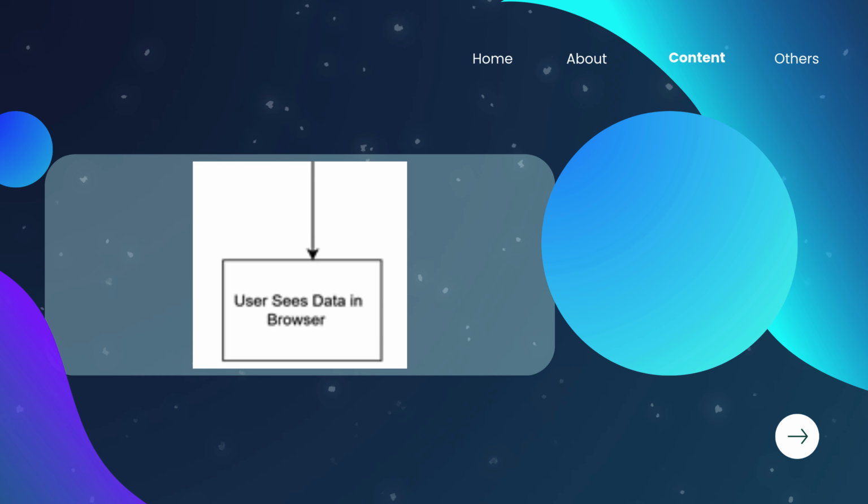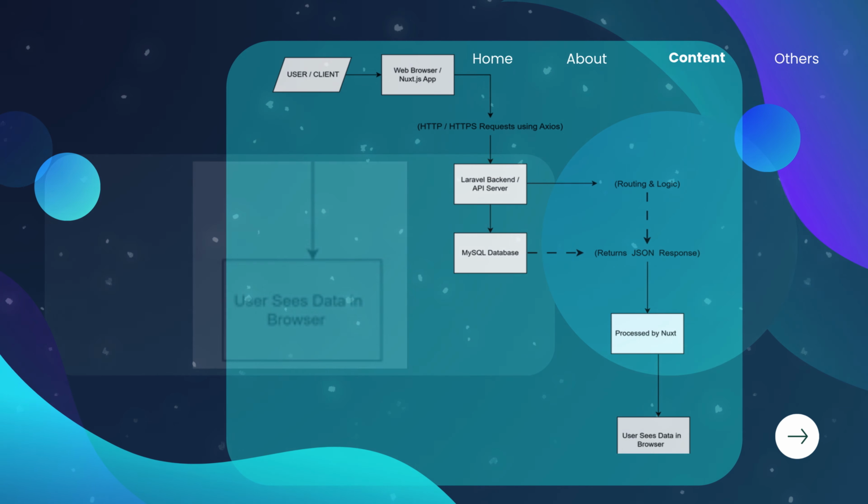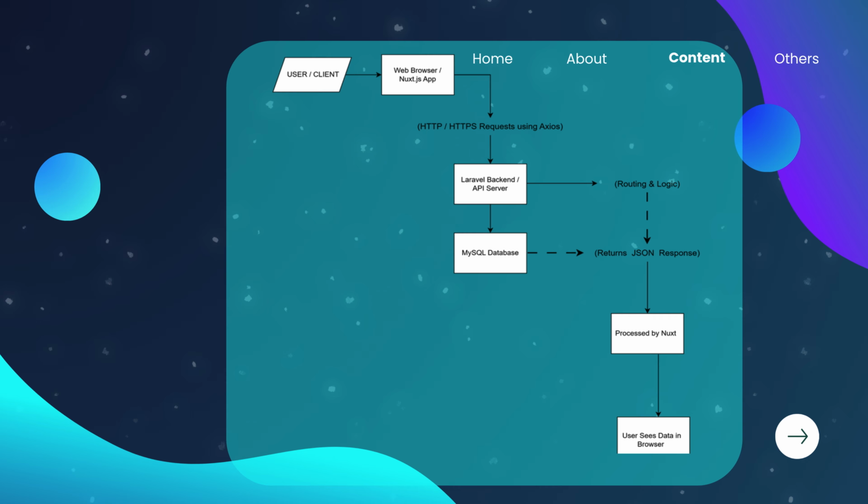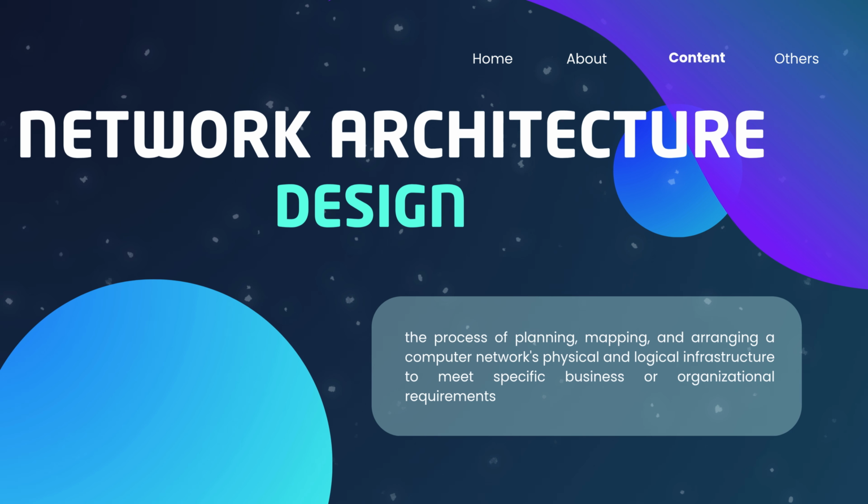their screen instantly. When deployed locally, Laravel usually runs on port 8000, Nuxt.js on 3000, and MySQL on 306. Overall, this setup shows the smooth communication between the front end, back end, and database layers of the web system. Next is the network architecture design.